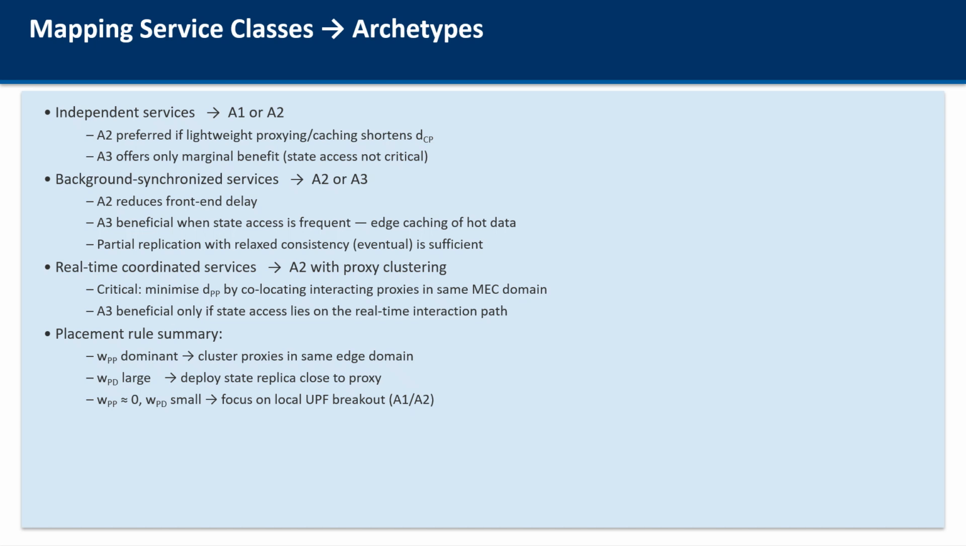For real-time coordinated services, the most important design decision is to cluster interacting proxies within the same MEC domain, which suppresses the costly cross-edge proxy path. A3 is only worth the cost if state access is actually on the real-time interaction loop. I summarize these as three simple placement rules at the bottom of the slide.